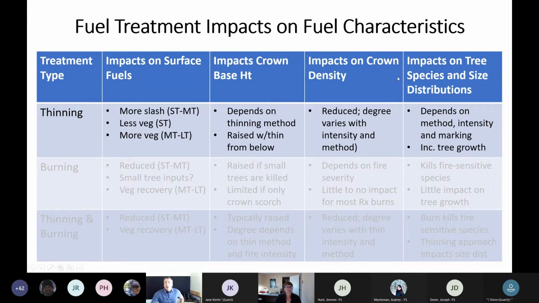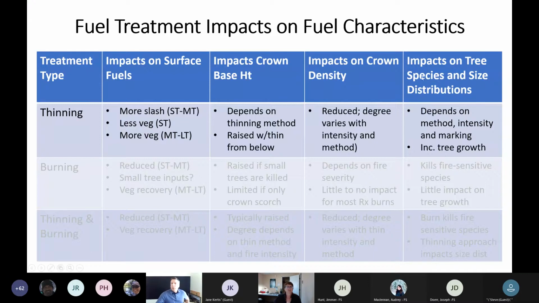Right, and thinning is designed as a treatment to reduce tree densities, which in turn reduces crown densities. So we expect crown densities to be reduced following thinning treatments, but the degree to which they're reduced really depends on thinning intensity. So the percentage of basal area or stand density that we're removing in an entry and the residual densities that we're going to be leaving are big drivers of how much thinning impacts crown densities.